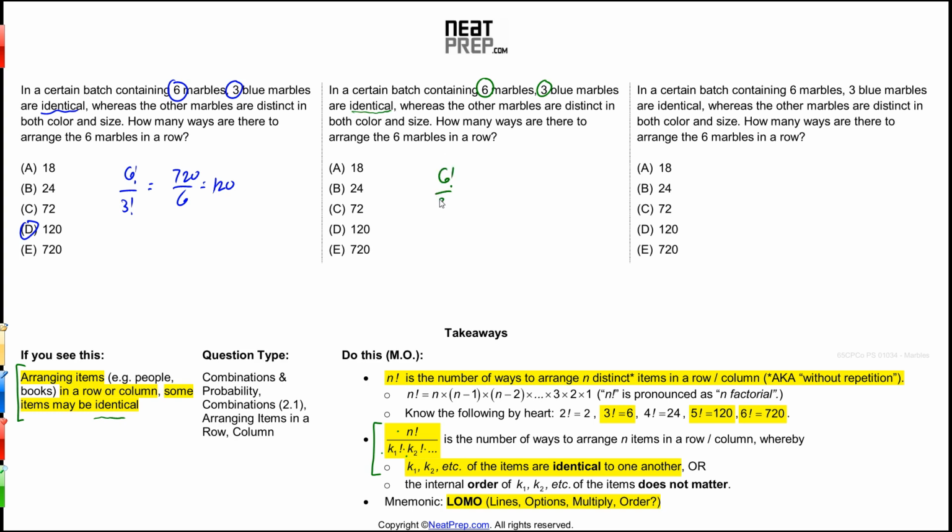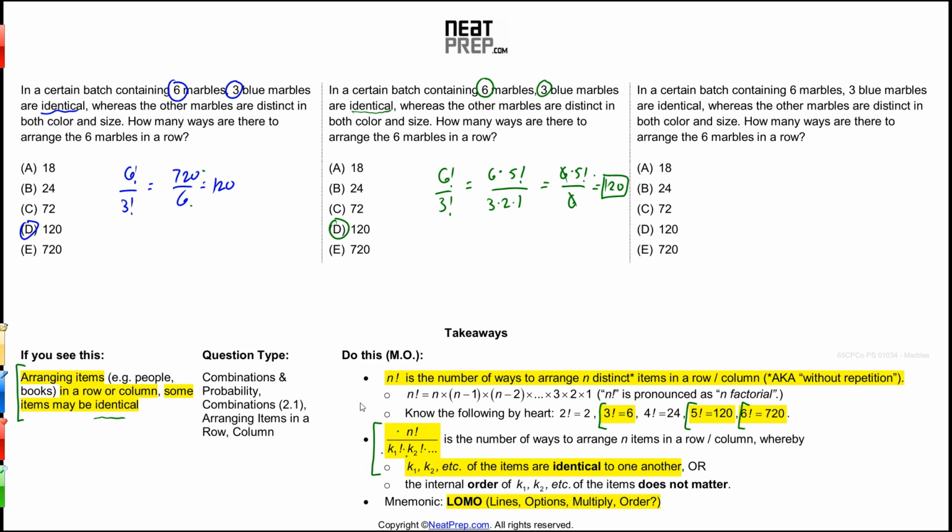divided by 3 factorial. 3 factorial is 3 times 2 times 1, which is 6. 6 factorial is 6 times 5 factorial. The 6 cancels out. As you saw during the previous solution, it is always helpful to know these by heart. 3 factorial is 6. 6 factorial is 720. And here, 5 factorial is 120.